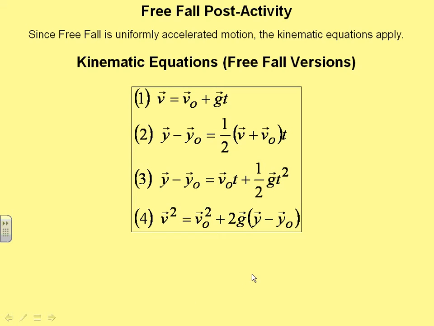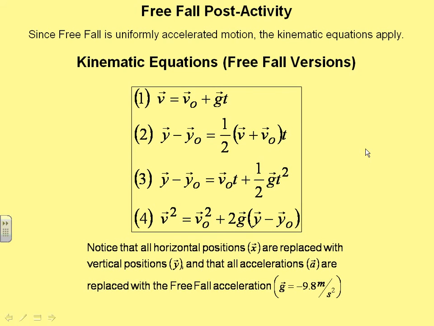And then the other thing you'll notice is that instead of a for acceleration, we're using g, which is specific to free fall acceleration near the surface of the Earth. Rather than it being just something we're not even sure what it is, we know that this is a special motion, free fall, and therefore has a special acceleration. So again, I've changed all of the x's to y's, and instead of a, we're putting in g.